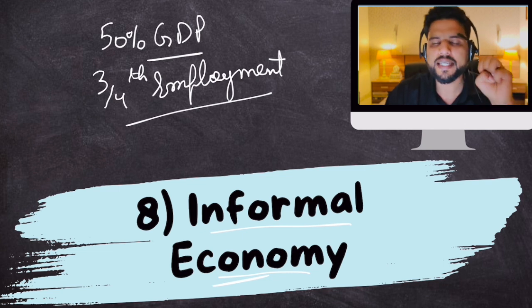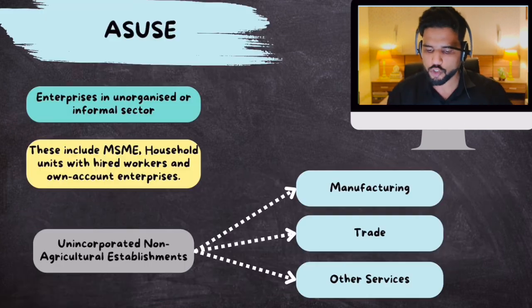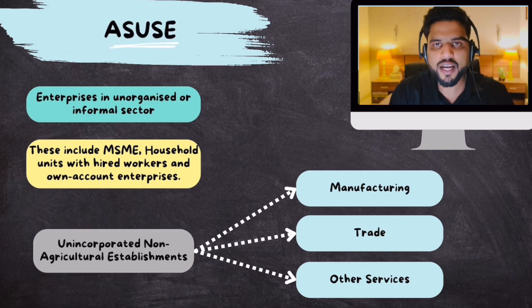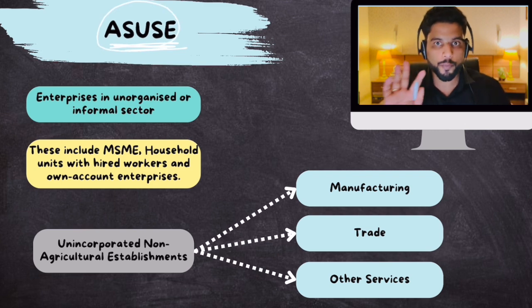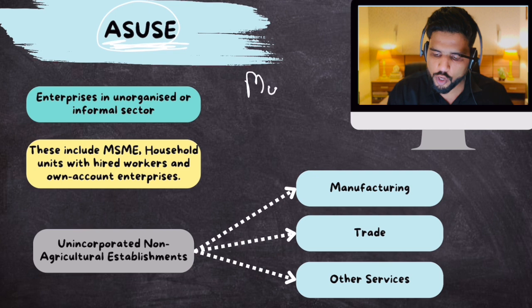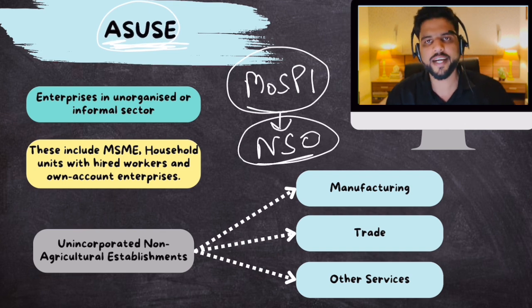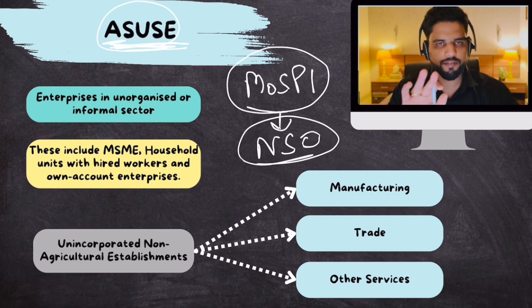So to get more data about these unincorporated, unregistered, unorganized enterprises, government conducts a survey that is called ASUS, Annual Survey of Unincorporated Sector Enterprises. Just remember for your prelims, this survey is conducted annually, so A stands for annual. This survey is done by Ministry of Statistics and Program Implementation. Basically, there is an agency under it, NSO, that does this survey. Remember this fact, it is important for your prelims, and an MCQ might be asked.